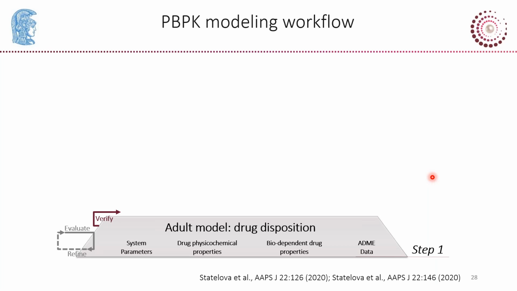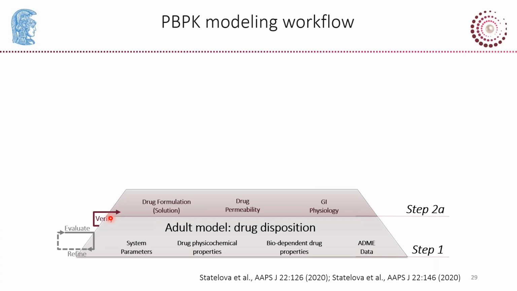Now we would like to show you the modeling workflow we followed. As a first step, we started with our adult disposition model. For this purpose, we had our system parameters, our drug physchem properties, our drug-dependent properties, and included some ADME data. This development was evaluated and refined using IV data in adults, and using an external set of PK studies in adults, we verified our model.